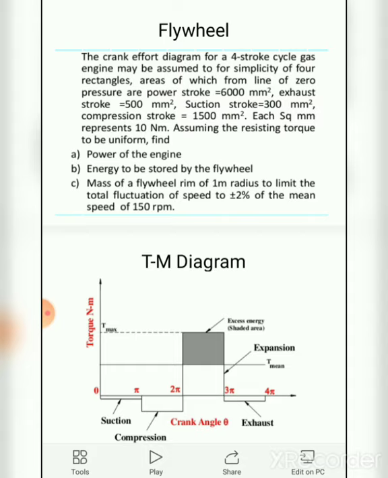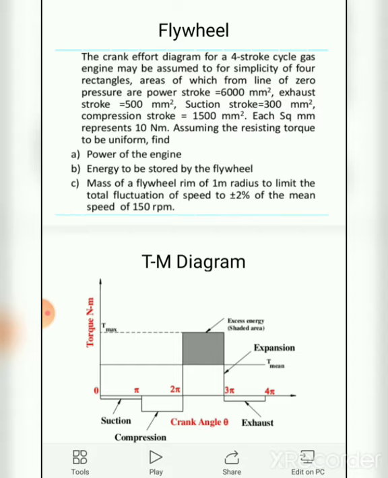The crank effort diagram for a 4-stroke cycle gas engine may be assumed, for simplicity, to be 4 rectangles, the areas of which above the line of zero pressure are: power stroke 6000 mm square, exhaust stroke 500 mm square, suction stroke 300 mm square, compression stroke 1500 mm square. Each square mm represents 10 Newton meter, assuming the resisting torque to be uniform.